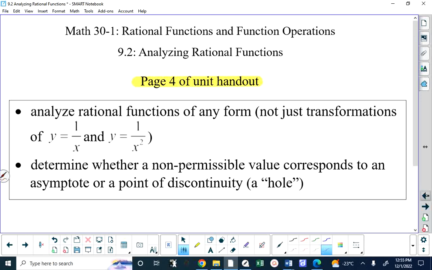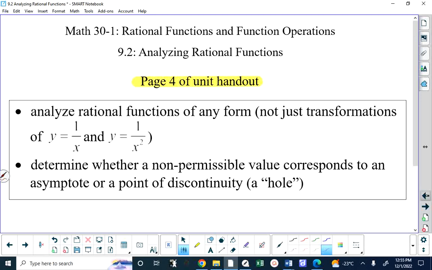And, in terms of this chapter, chapter 9, this lesson is maybe the most important thing. Should you be able to transform 1 over x and 1 over x squared? Yes, but it's not the big picture here. Because not all rational functions are transformations of 1 over x or 1 over x squared. So what we're looking at doing today is analyzing rational functions of any form.